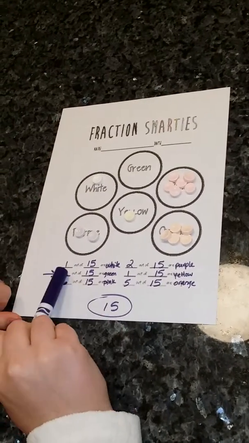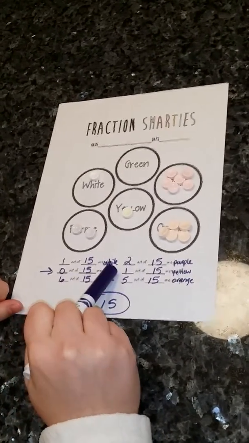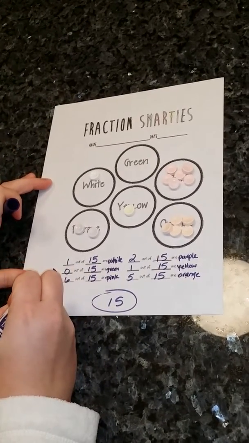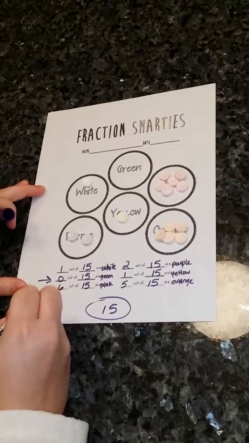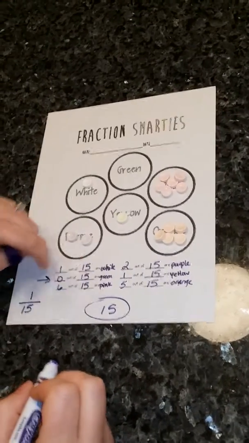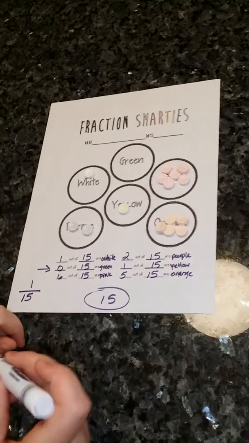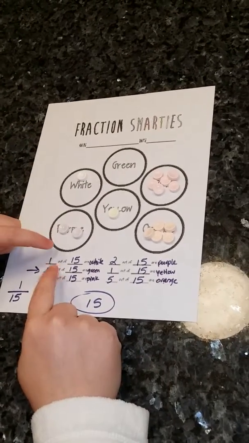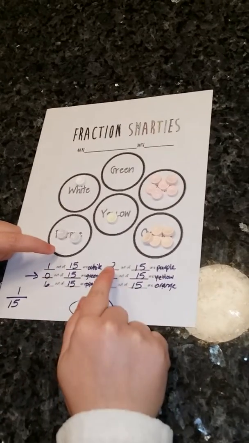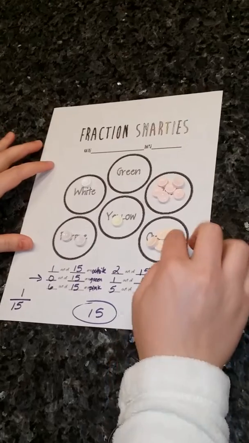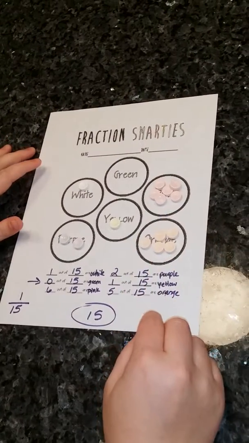So when it says 1 out of 15 are white, that can also look like 1 as my numerator, fraction bar, 15 are white Smarties. Those are fractions, just in more sentence-looking form. So talk with your partners and go through all your fractions, like 2 out of 15 are purple, and you and your partner decide who has the most as far as fractions.